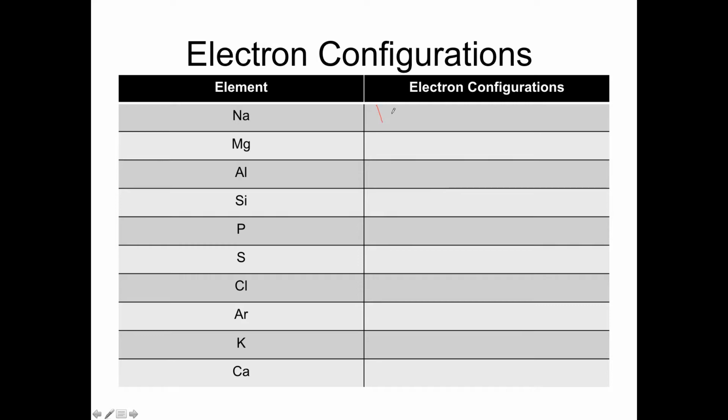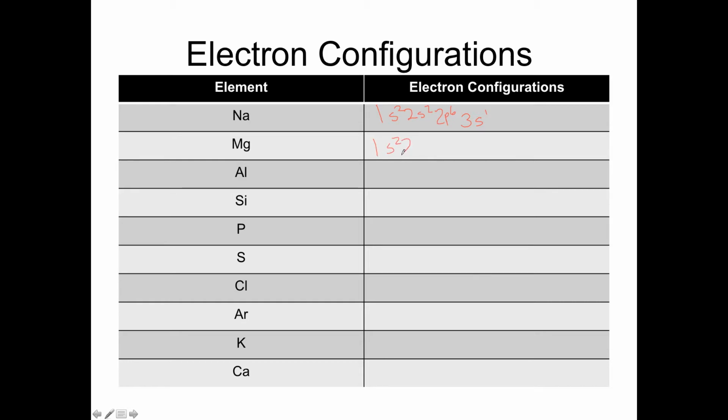Sodium, again, I start with 1s2, 2s2, 2p6. I go through all the ones that I just did. Now, sodium is in the 3s section, and it's the first one over. 2 plus 2 plus 6 plus 1. That'll give me a grand total of 11, which sodium is.